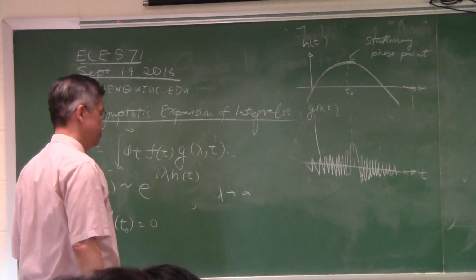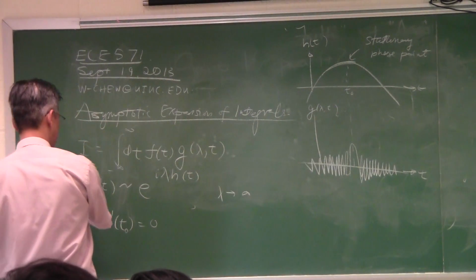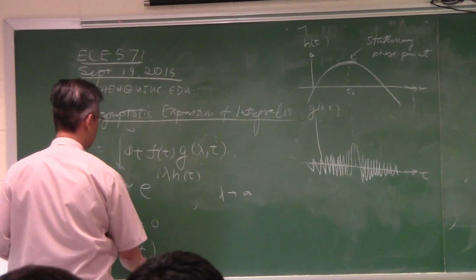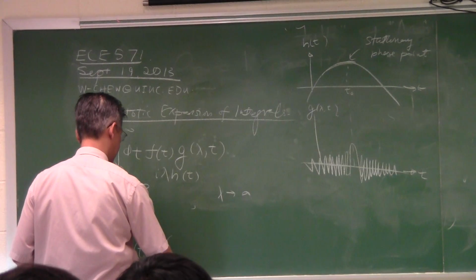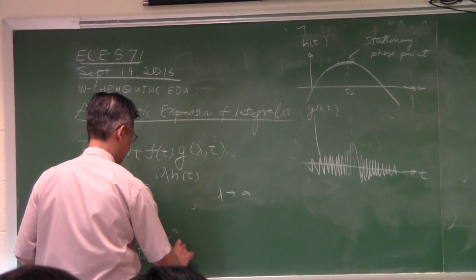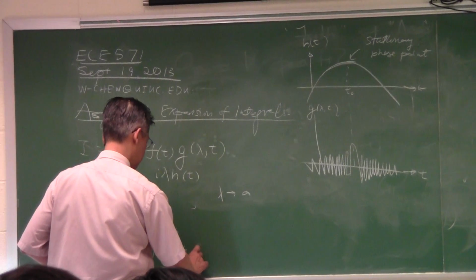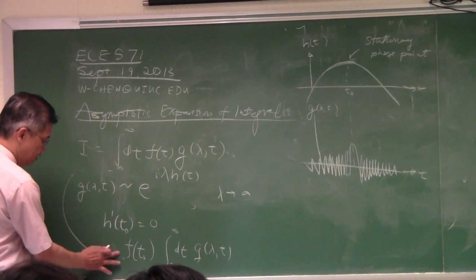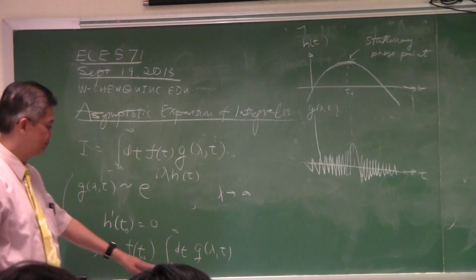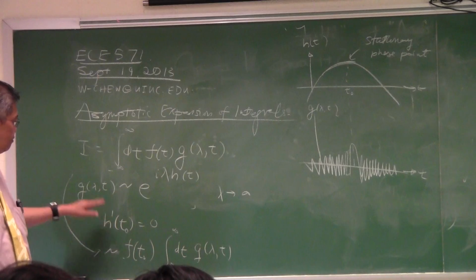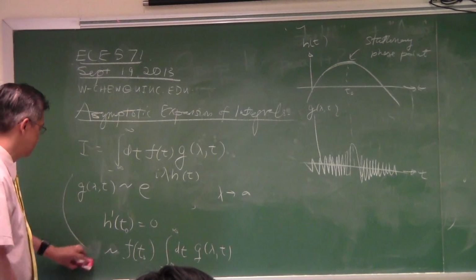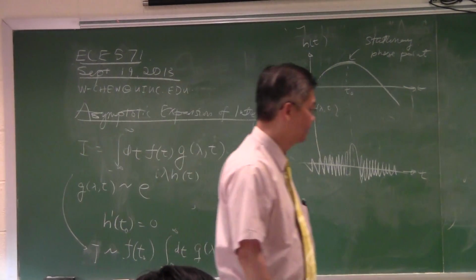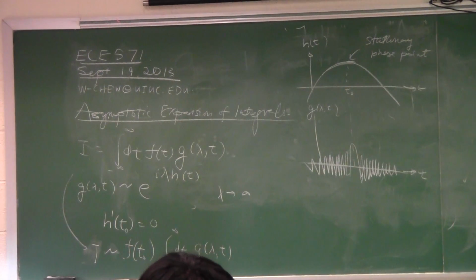And then we can approximate this integral. I is approximately equal to f(t0) times the integral from minus infinity to infinity of dt g(λt). And if we can perform this integration in closed form, we find an asymptotic approximation to this integral I. Okay, this is the essence of the stationary phase method.